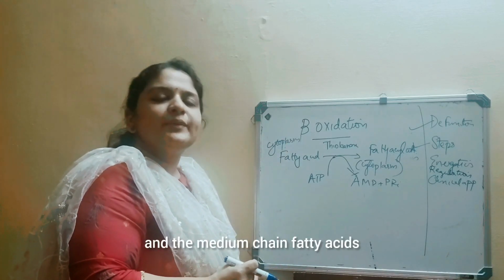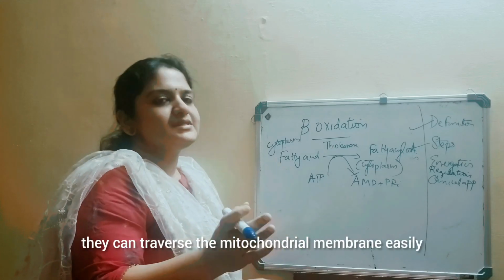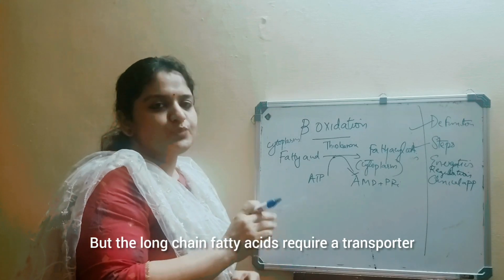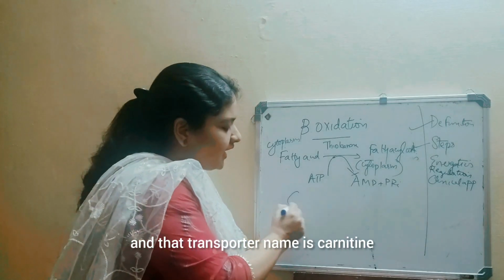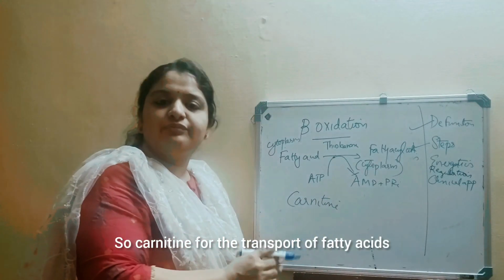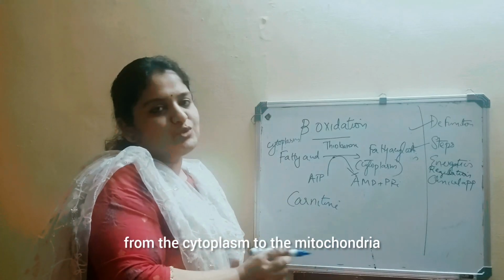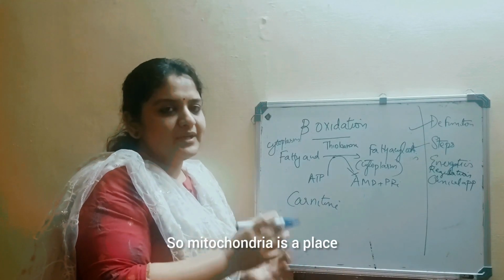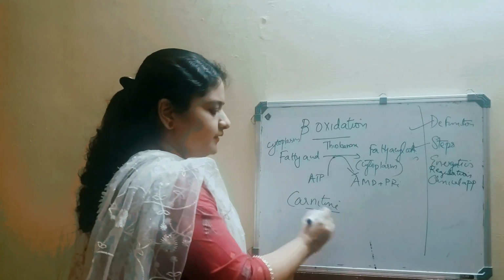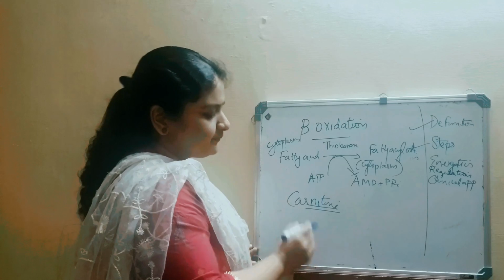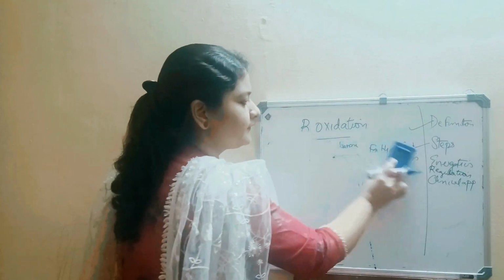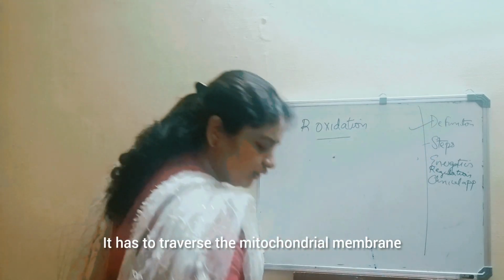The short chain and the medium chain fatty acids can traverse the mitochondrial membrane easily. But the long chain fatty acids require a transporter, and that transporter is carnitine. So carnitine is for the transport of fatty acids from the cytoplasm to the mitochondria. Mitochondria is the place where the steps of beta oxidation occur. So carnitine is the transporter. So what happens is, from the cytoplasm, it has to traverse the mitochondrial membrane.